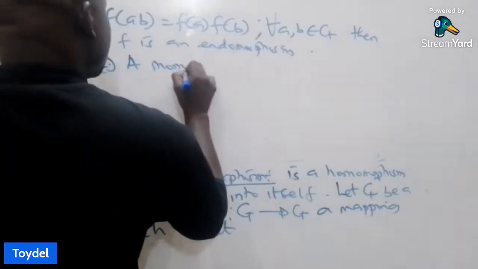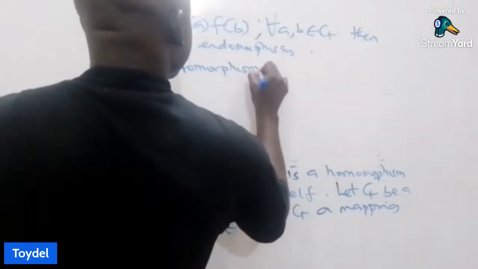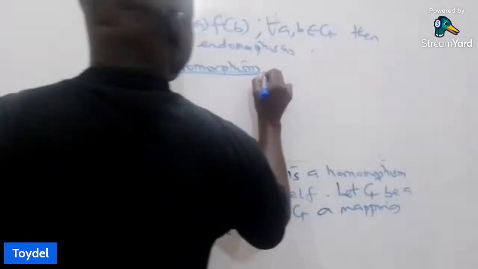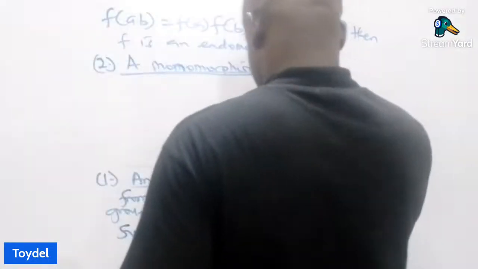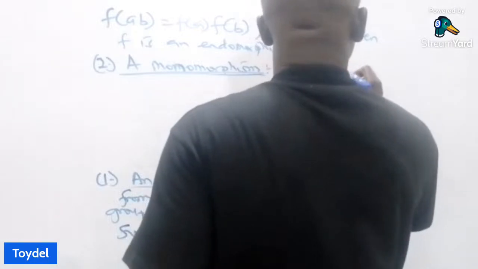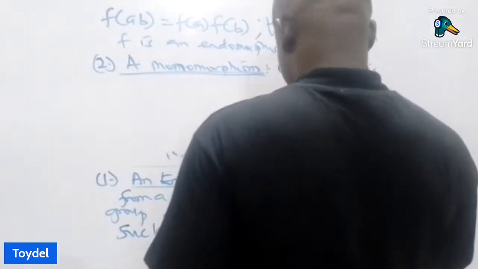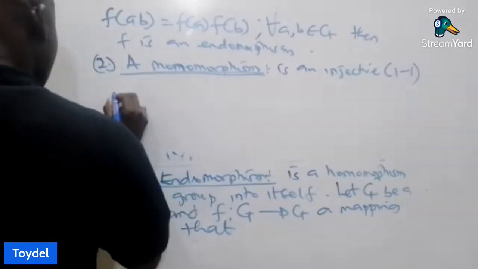A monomorphism. So what do we understand by monomorphism? This is the second type of homomorphism. So a monomorphism is an injective homomorphism. That is, a homomorphism that is injective. Of course, under mapping, injective simply means one-to-one. It's an injective homomorphism.